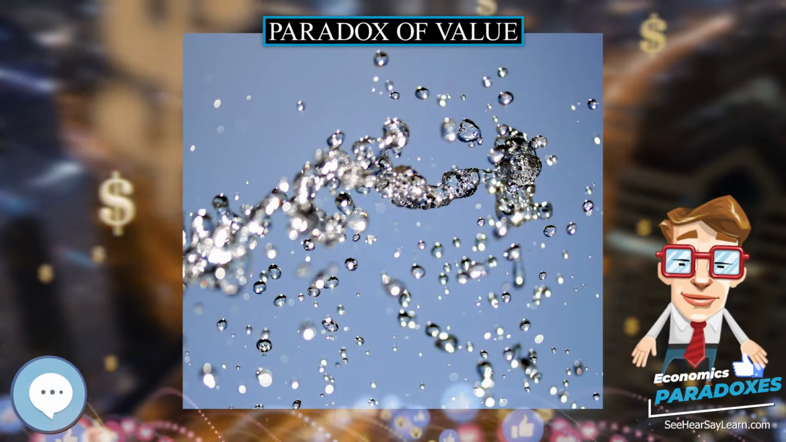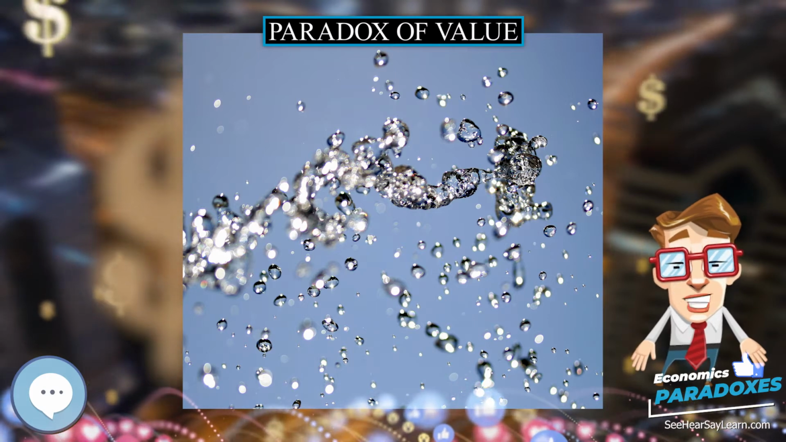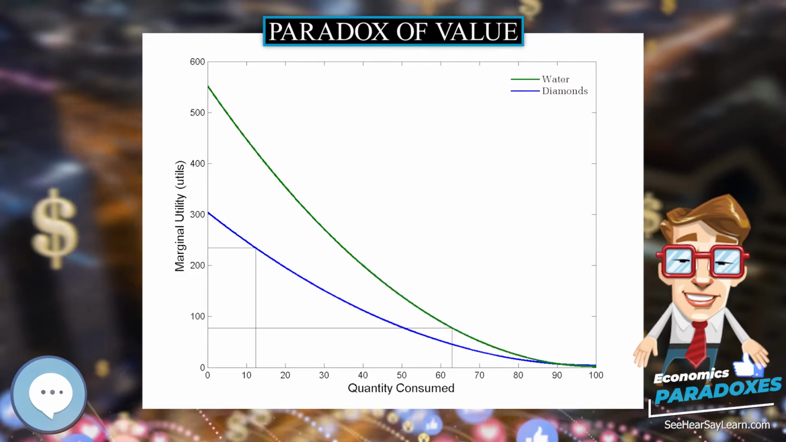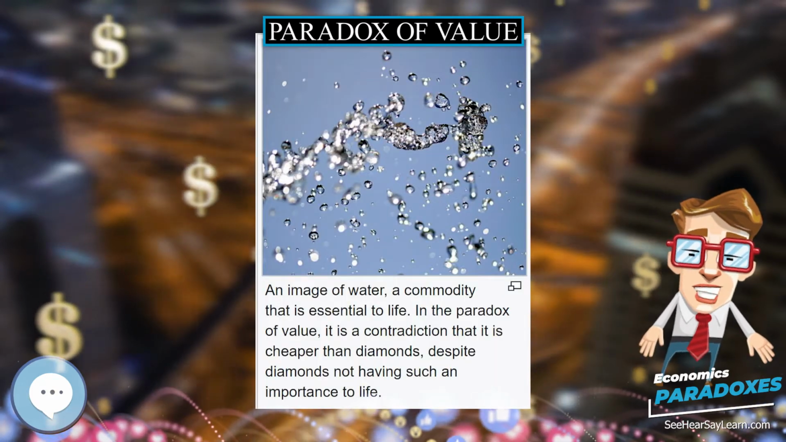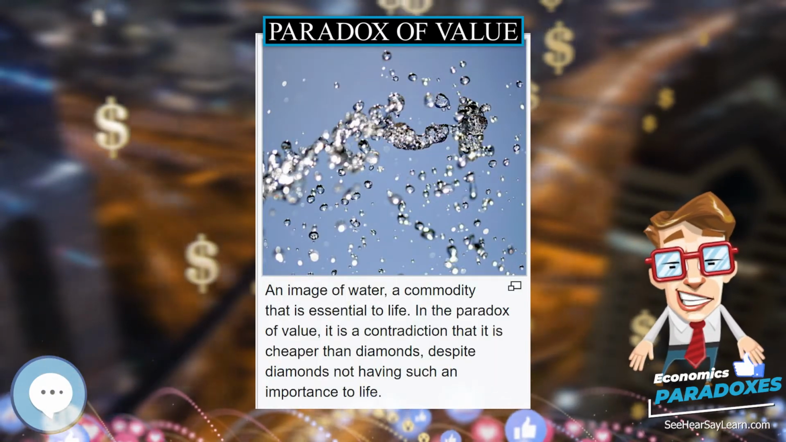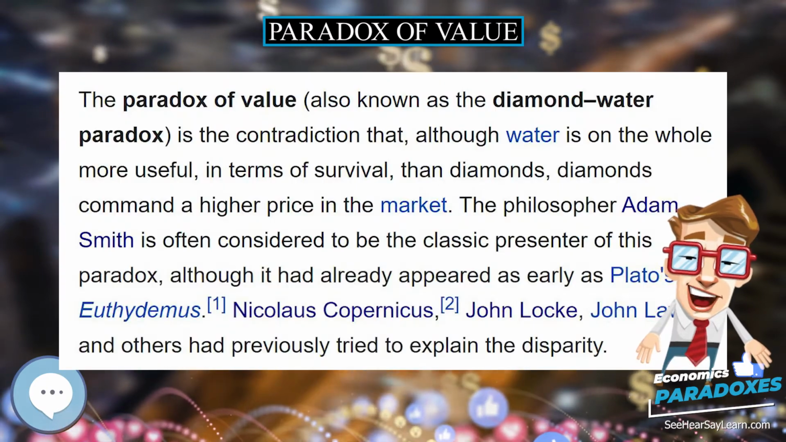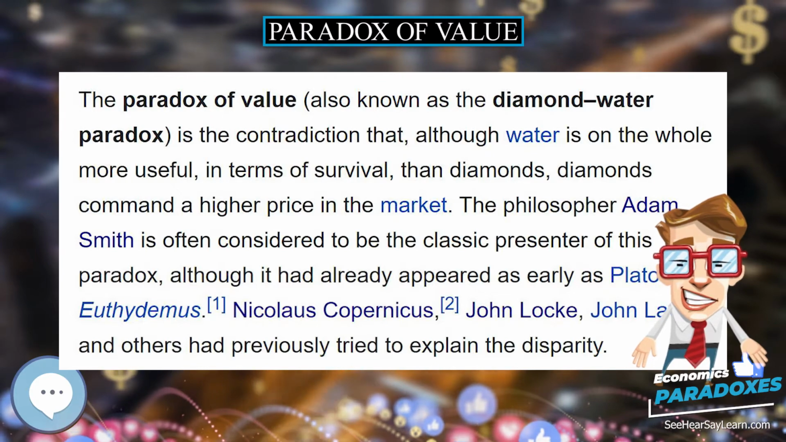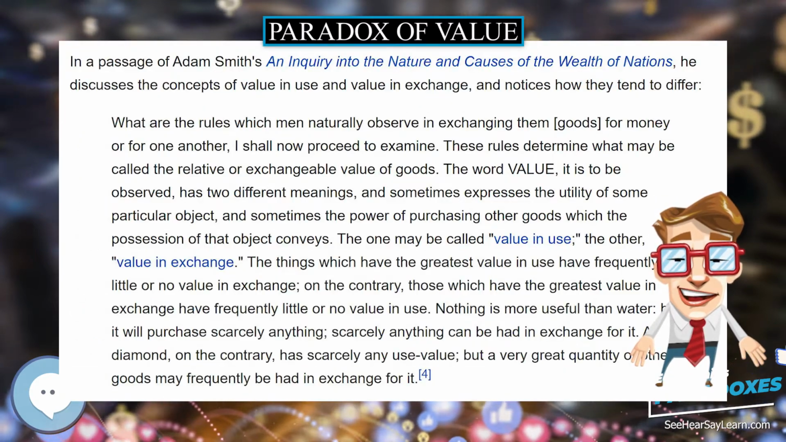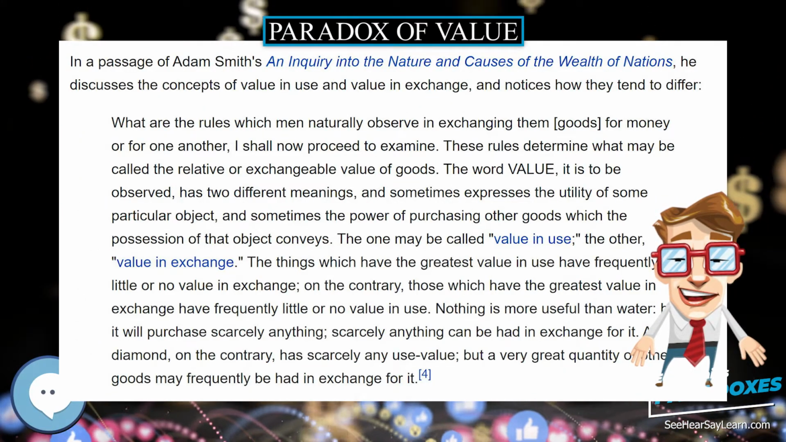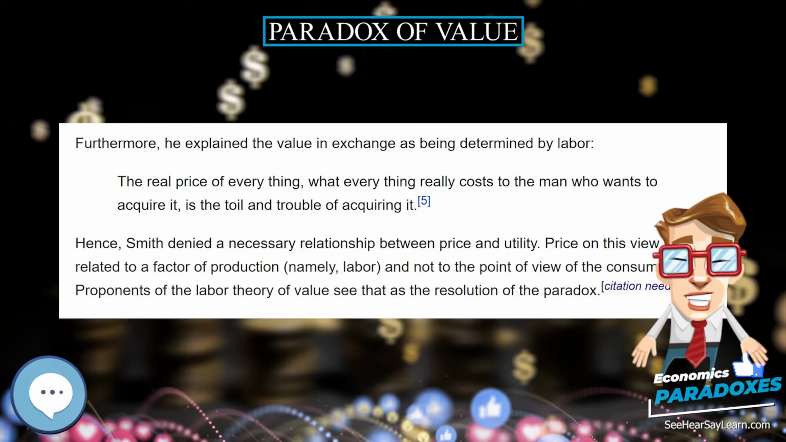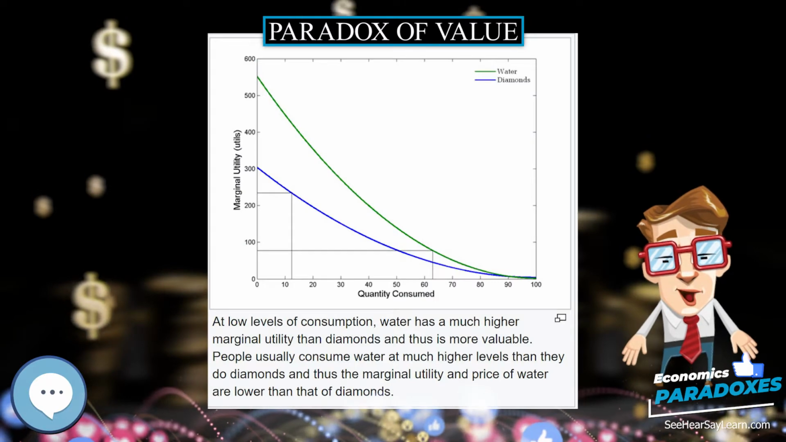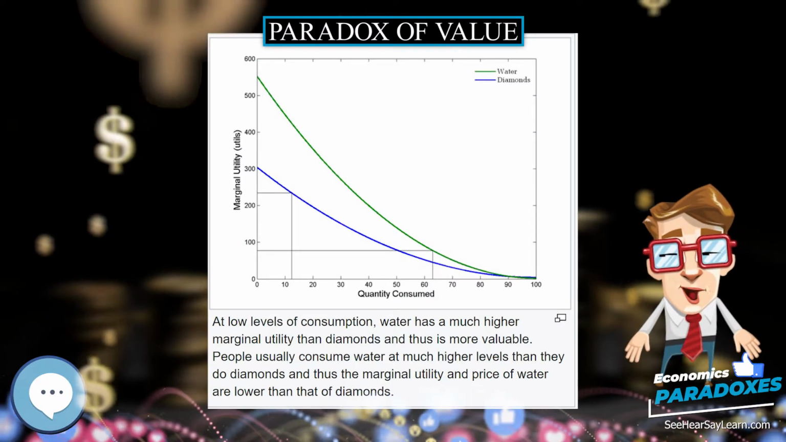Paradox of value. The paradox of value, also known as the diamond-water paradox, is the contradiction that, although water is on the whole more useful, in terms of survival, than diamonds, diamonds command a higher price in the market. The philosopher Adam Smith is often considered to be the classic presenter of this paradox, although it had already appeared as early as Plato's Euthydemus. Nicolaus Copernicus, John Locke, John Law and others had previously tried to explain the disparity.